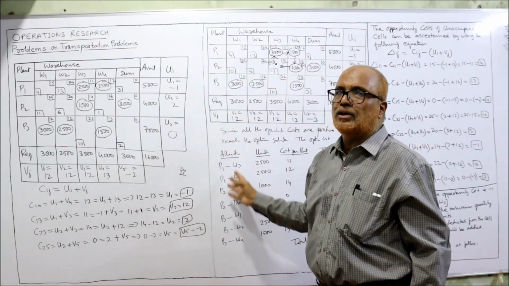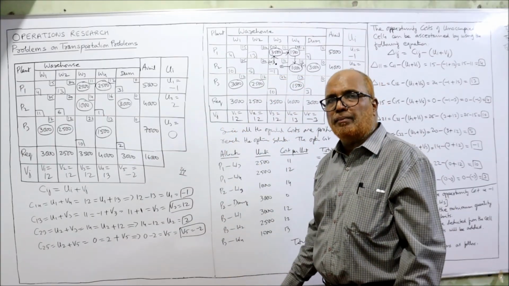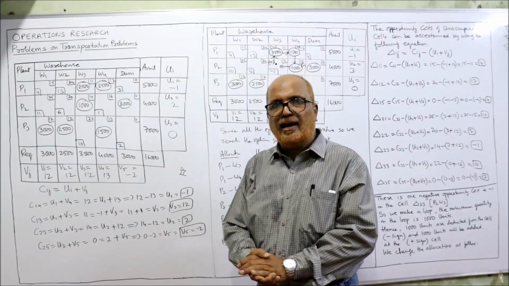Finally, we got all opportunity costs positive, so we reached the optimum solution. So this is the end of the problem.